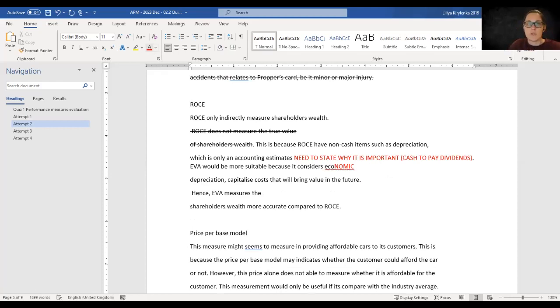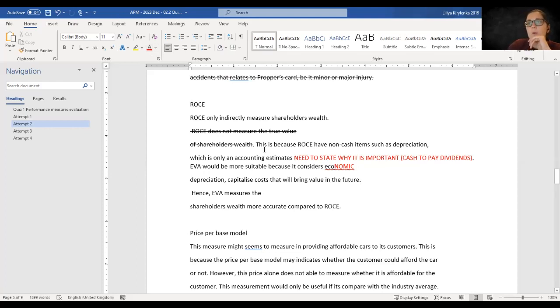Your first preposition of why return capital employed is bad is based on the fact that it includes non-cash items. And as for a cost that will bring value into the future, it's not about that. It's a completely different point, and you cannot mix them up. You need to explain them separately or just concentrate on explaining only one part.